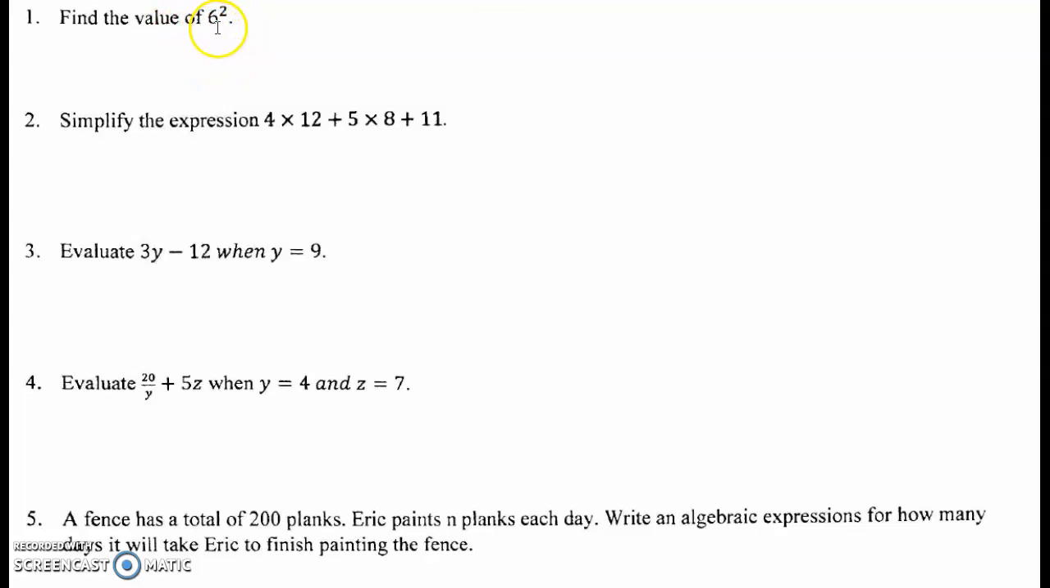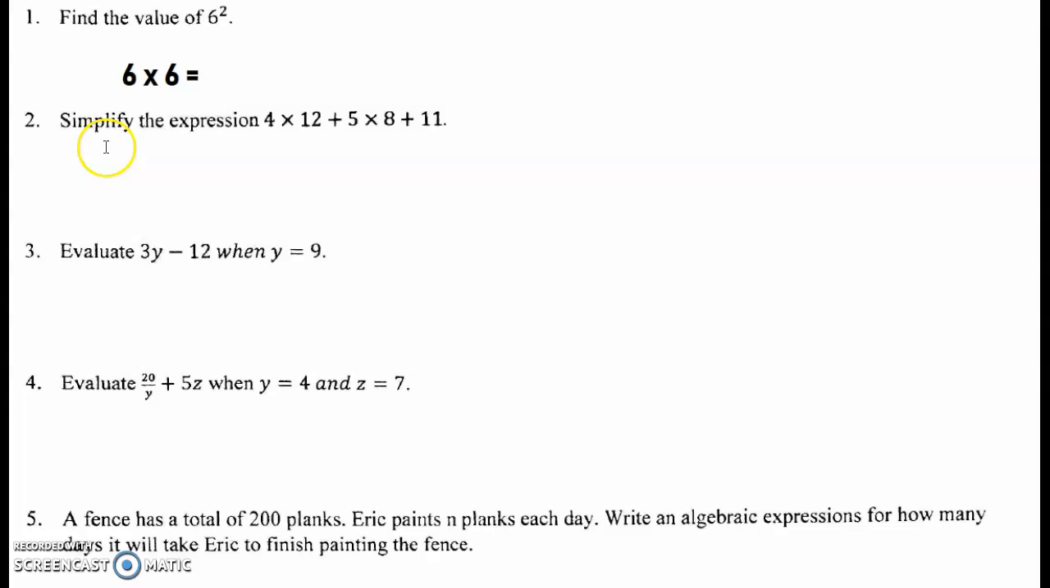Remember that 6 is our base, and the little number above it is our exponent. This doesn't mean 6 times 2, which is a common mistake a lot of people make. It means 6 times 6, 2 times, right? So I'm going to say 6 times 6, and then I'll have my answer there. It's not 6 times 2, because 6 times 2 is 12, and that's not the same as what this is.